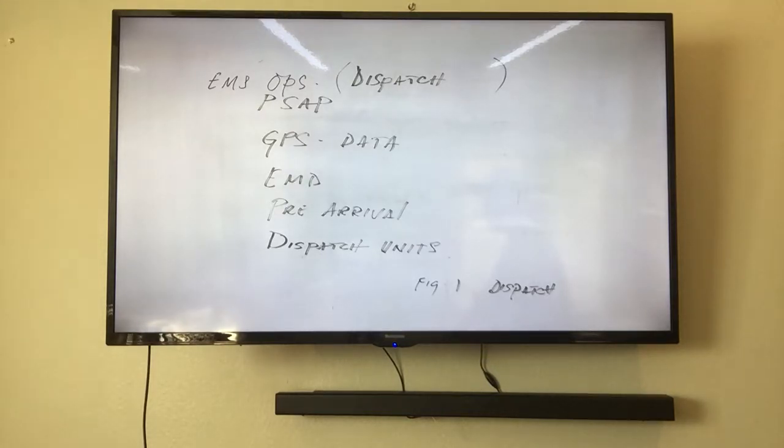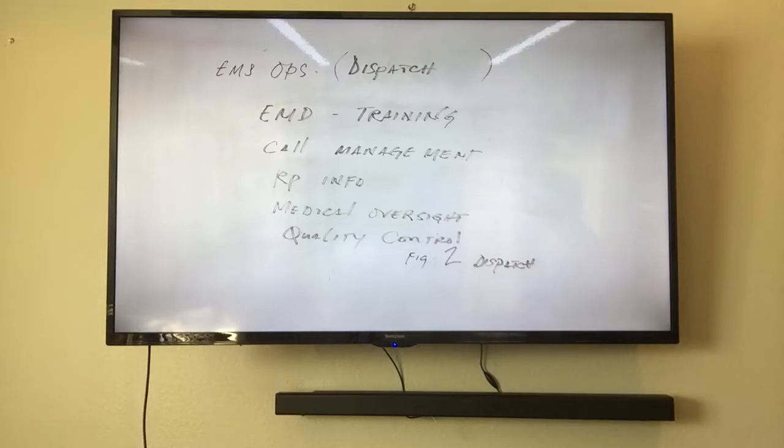EMDs go through usually three days to a week of training. They then end up learning how to use the CAD system and generating these questions through the CAD system and then entering information on the screen from the reporting party.